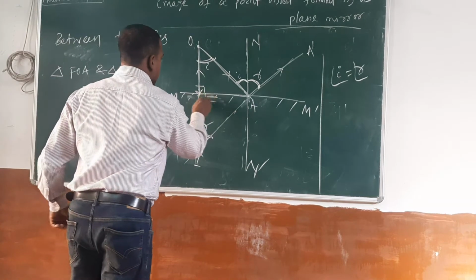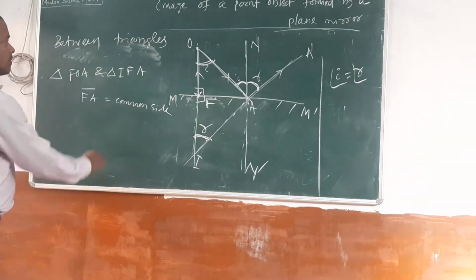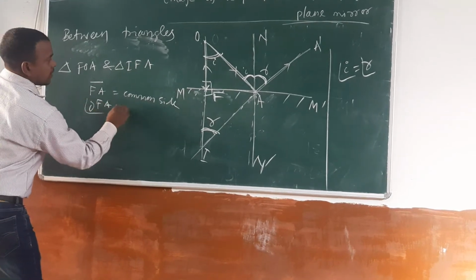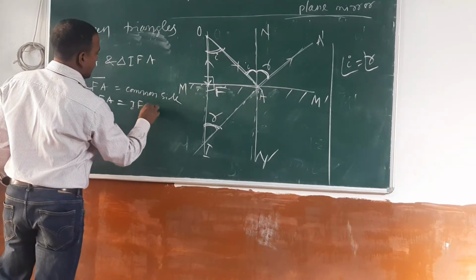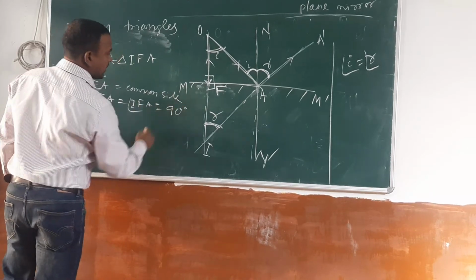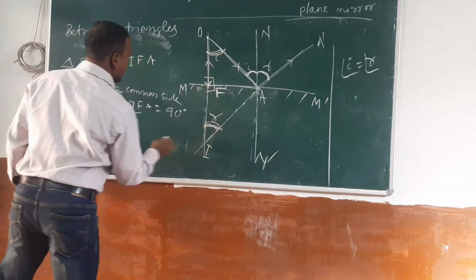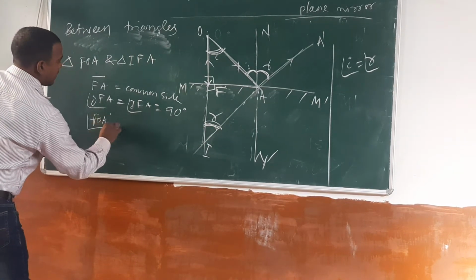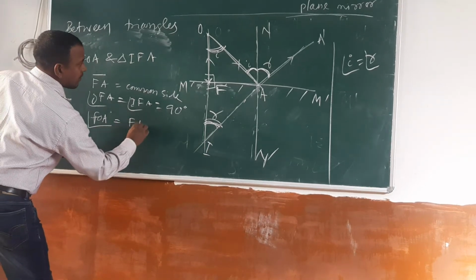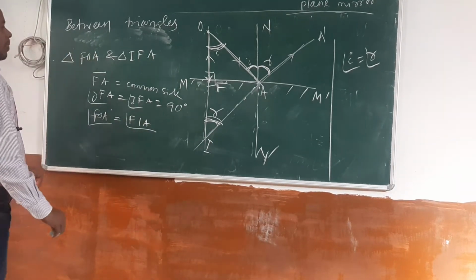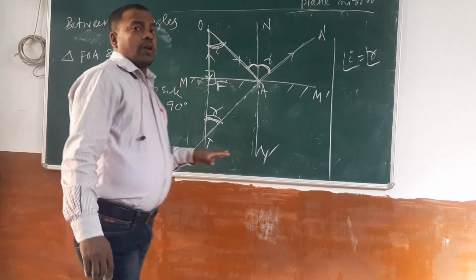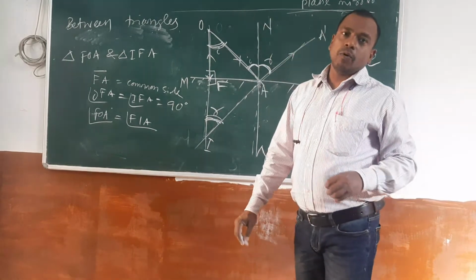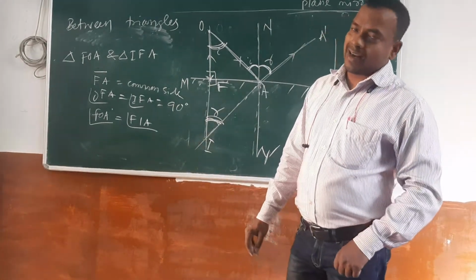Now this angle is equal to this angle because these are the normals. Means angle OFA is equal to angle IFA, and again this angle is the same as this angle, means angle FOA is equal to angle FIA. So we can say both the triangles are congruent.